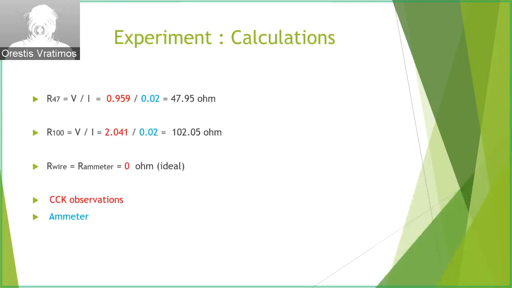We also have the calculations of resistance, V over I, for each resistor, and we also get that the resistance of the wire and the ammeter is 0, since we are doing an ideal. This is our lab's ideal, and we get the red numbers from the observations of the CCK and the blue numbers from the readings of the ammeter.